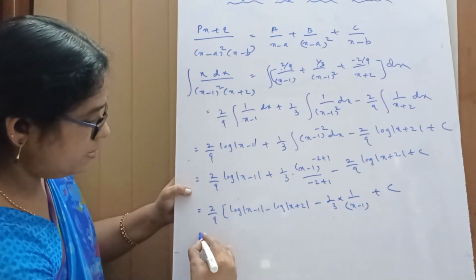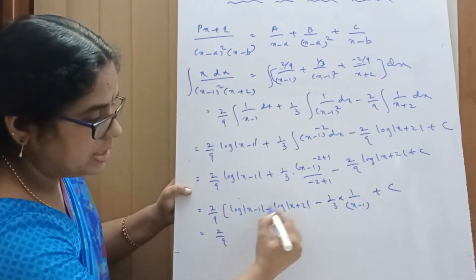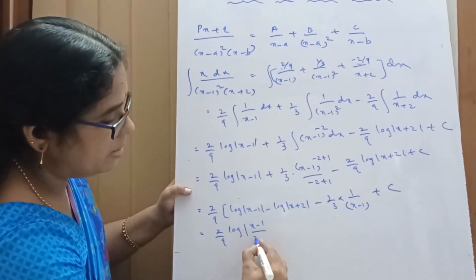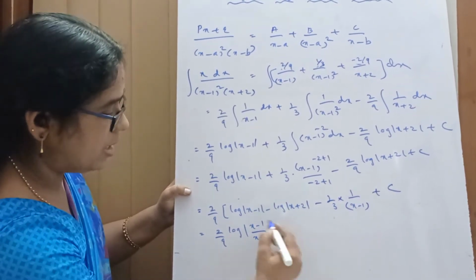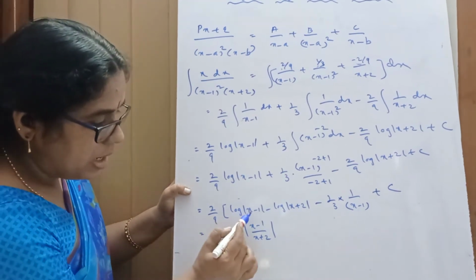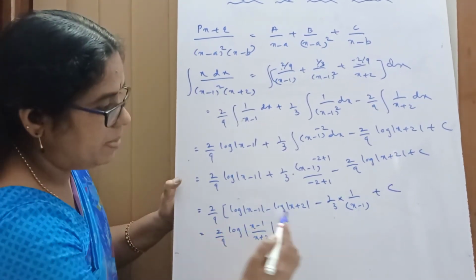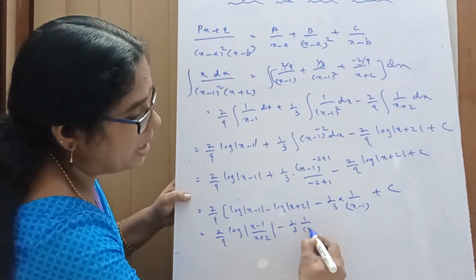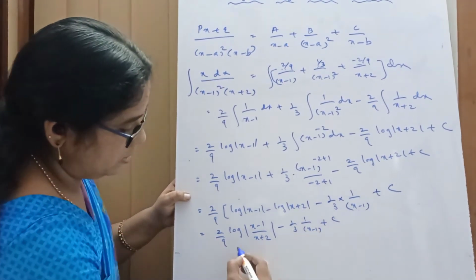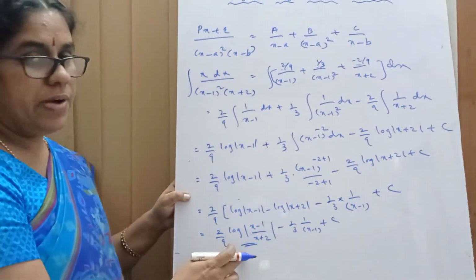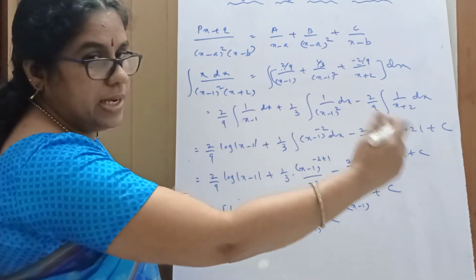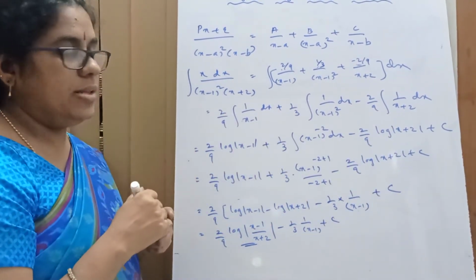That is 2 by 9 into, what is log a minus log b? Log of a by b. Log of x minus 1 by x plus 2. You can combine 2 by 9 into log a minus log b, which is log of a by b, minus 1 by 3 into 1 by x minus 1 plus c. So this is the answer. Okay, this is the final answer. After getting a, b and c, we split the integral and we can find the answer.